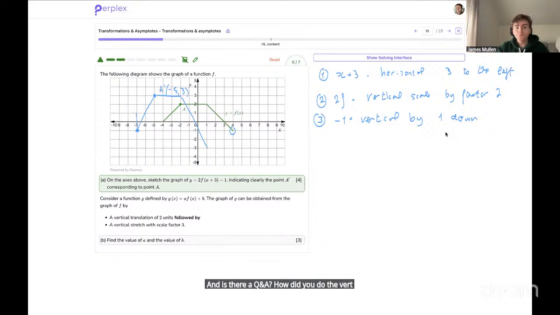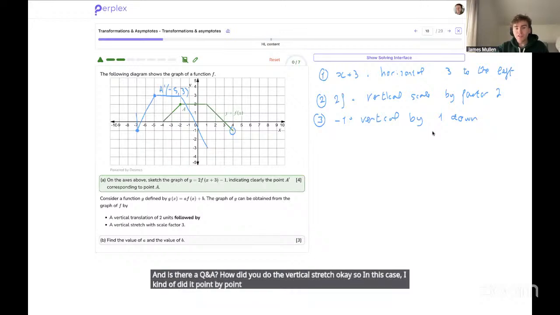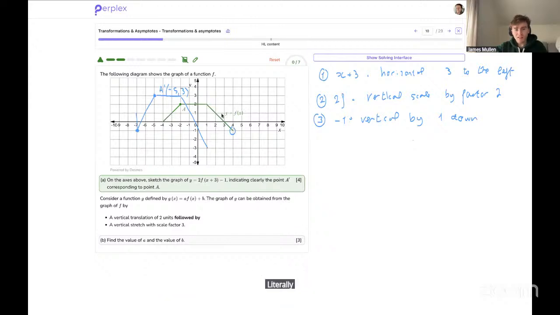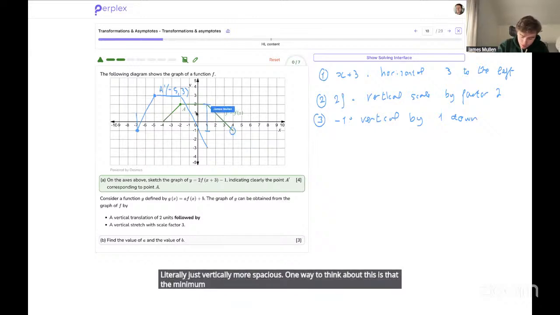Okay, so in this case, I kind of did it point by point, but what's going to happen when I do a vertical stretch is the whole thing is going to become 2 times as tall. It's going to become literally just vertically more spacious, okay? So one way to think about this is that the minimum and maximum spread was 3 before, and it's going to become 6 afterwards. So the whole thing is just going to be vertically stretched.